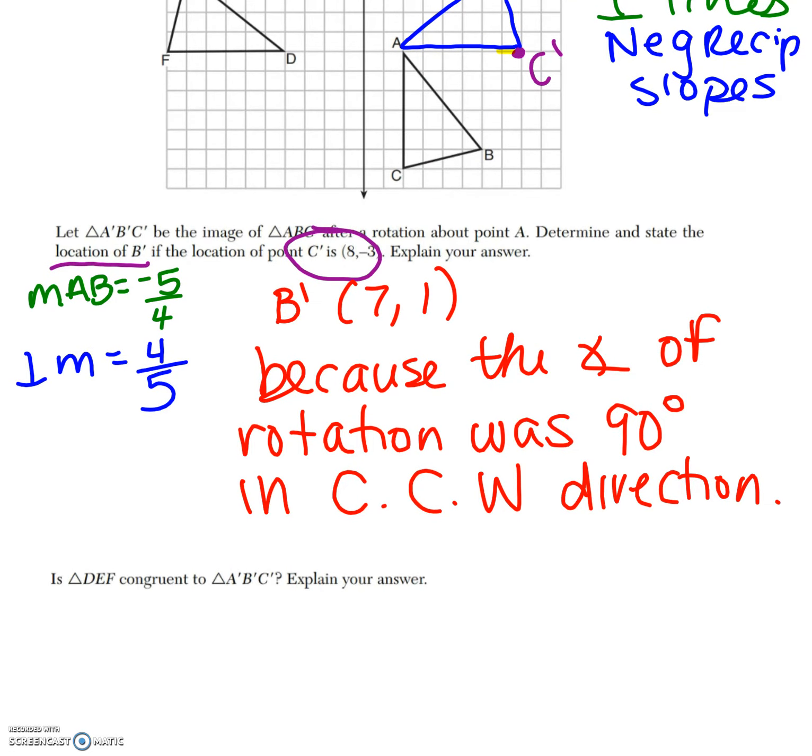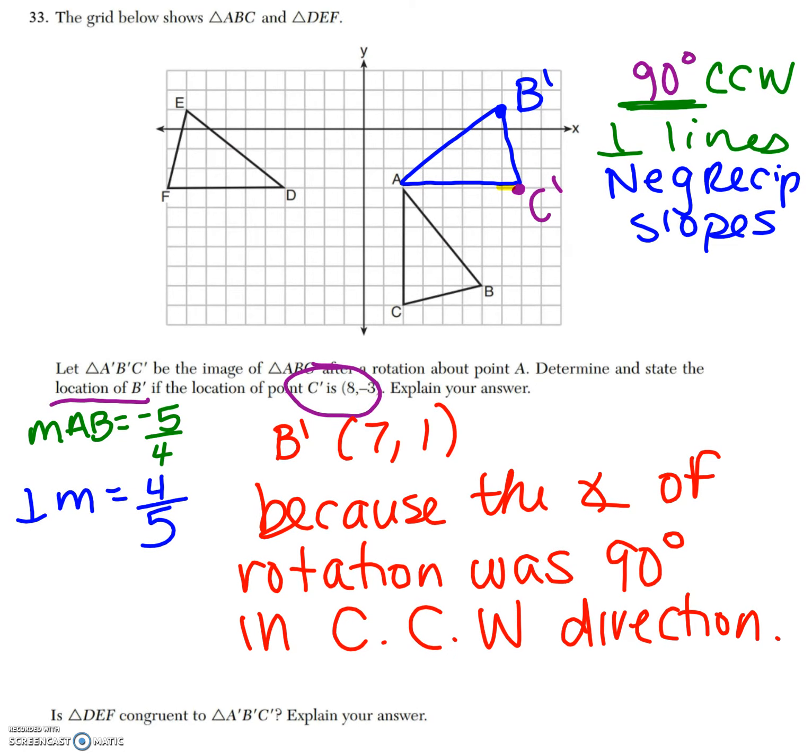The next question says, is triangle DEF congruent to triangle A prime, B prime, C prime? So when we see congruency, we are thinking either a translation, a rotation, or a reflection. So look at triangle DEF and triangle ABC. We should notice that D has to map onto A, F has to map onto C, and E should map onto B. You should notice that a reflection took place.